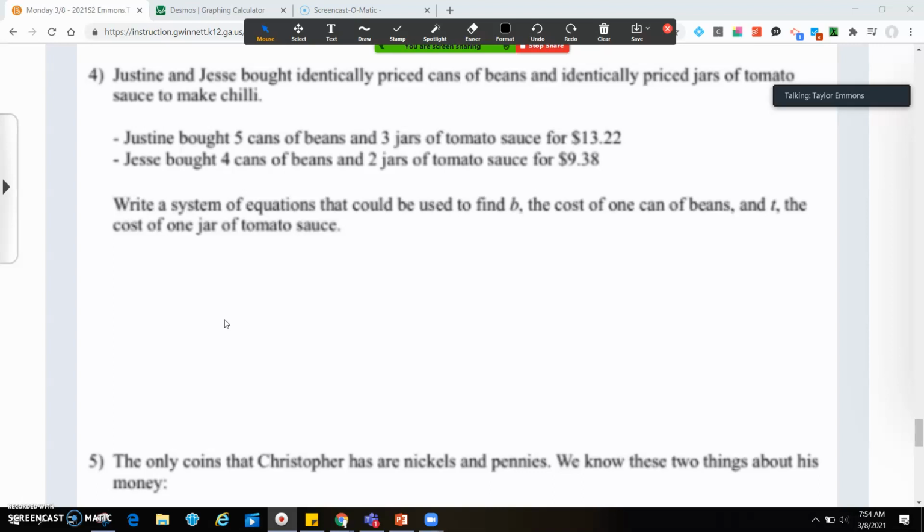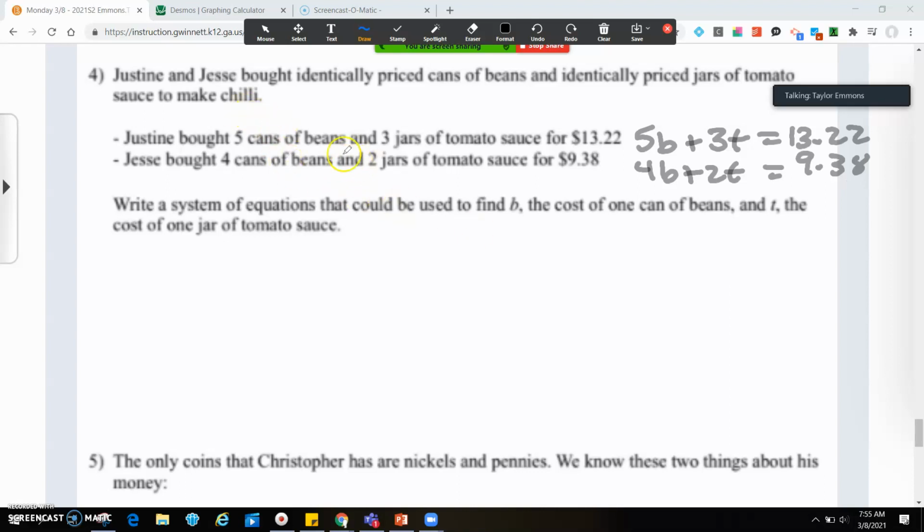Okay, so Justine and Jesse bought identically priced cans of beans and identically priced jars of tomato sauce to make chili. Justine bought 5 cans of beans and 3 jars of tomato sauce for $13.22. Jesse bought 4 cans of beans and 2 jars of tomato sauce for $9.38. Write a system that can be used to find B, the cost of 1 can, and T.